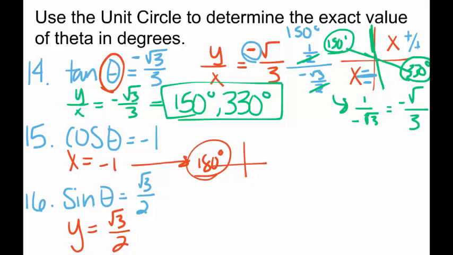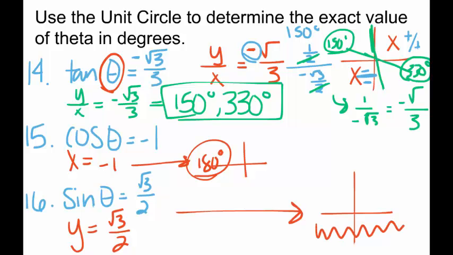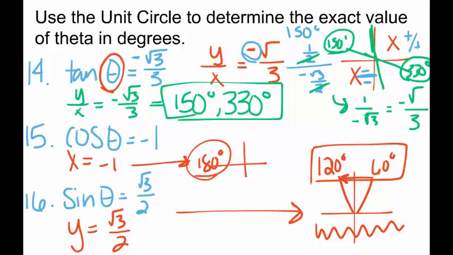Sine, where it would be a positive square root of 3 over 2. That happens in 2 spots. If I'm looking around, I know that it can't be down here because all of these y's are negative. It has to be positive, so not quadrant 3 or 4. But it could happen at 60 degrees, and it could happen straight across from it, looky there, at 120 degrees. Then I get 2 values where the y value is positive square root of 3 over 2.